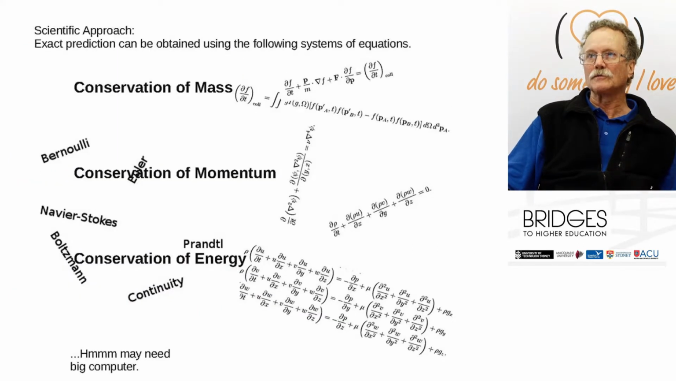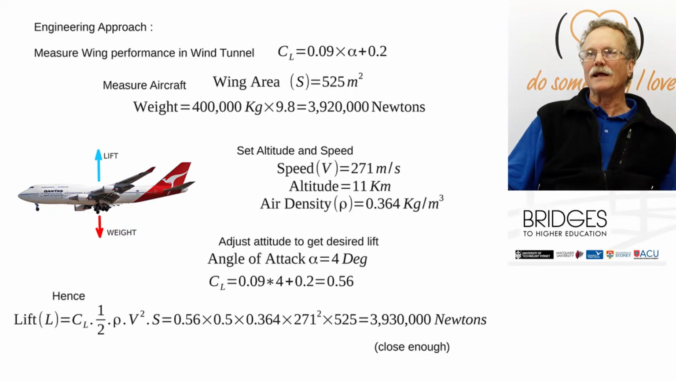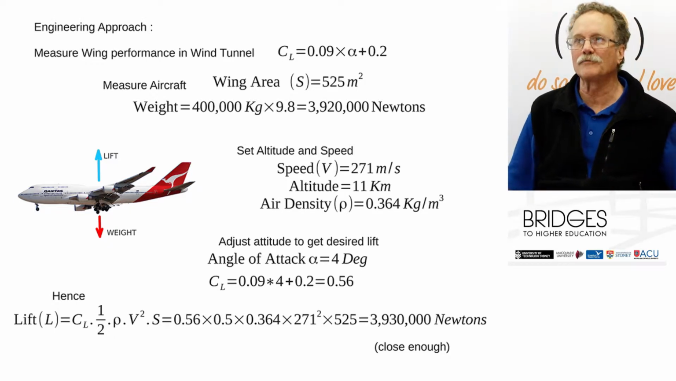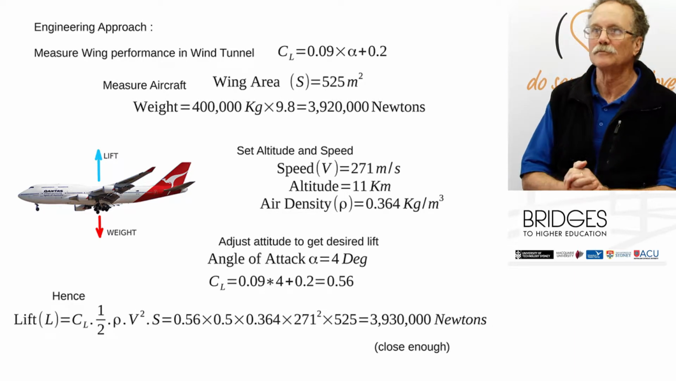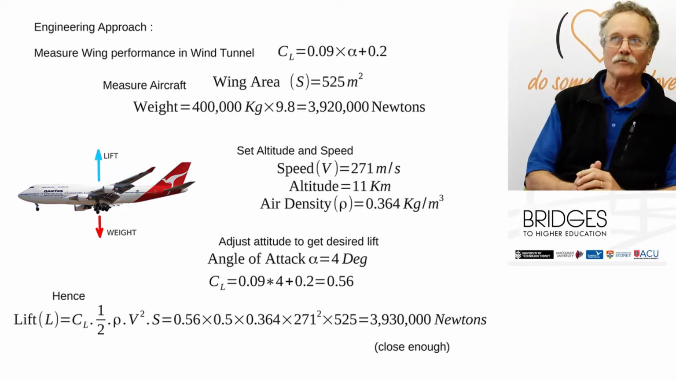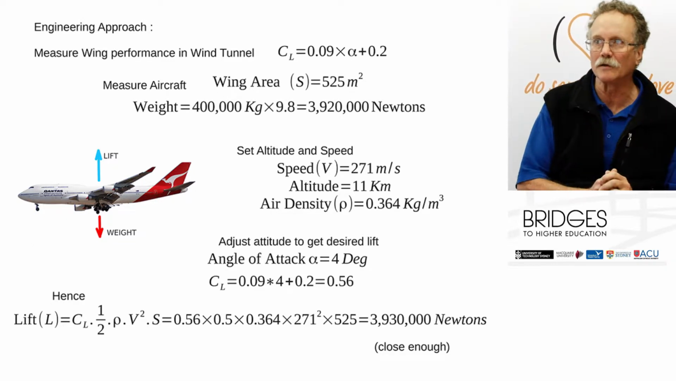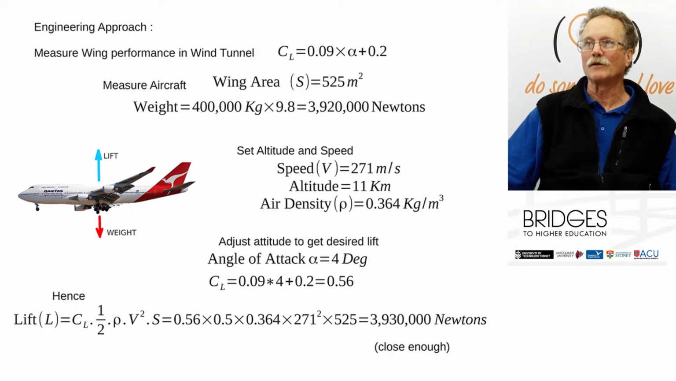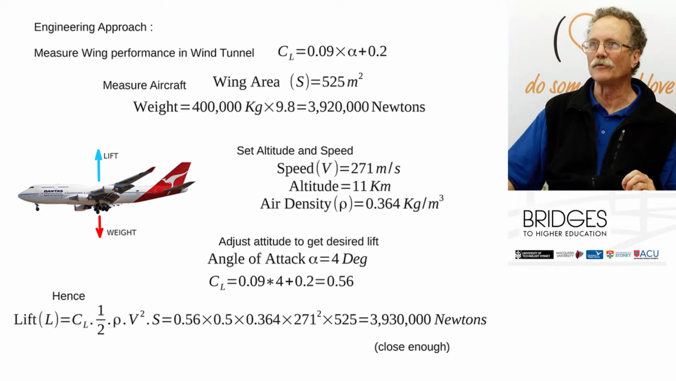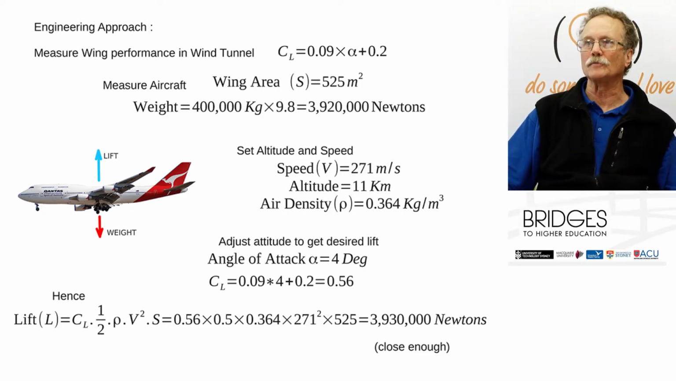So too much to do without a big computer. Engineering approach, measure it in the wind tunnel. If I put a model of an aircraft in a wind tunnel, and I'm just going to warn you, this aircraft is big, you'll need a very big wind tunnel or a very big model, usually done overseas. But what we'll get are results. So we can actually measure in the wind tunnel the change in that coefficient versus the angle, and I'll get a nice little result where the lift coefficient is around about 0.1 per degree, plus an offset because at an angle of 0, the lift coefficient is 0.2.